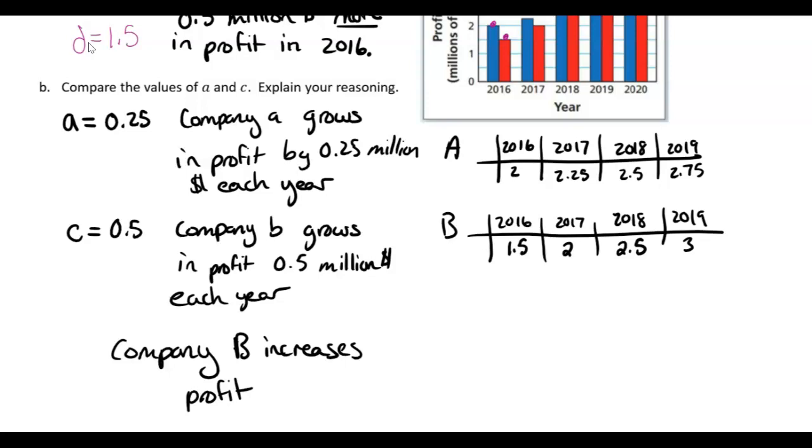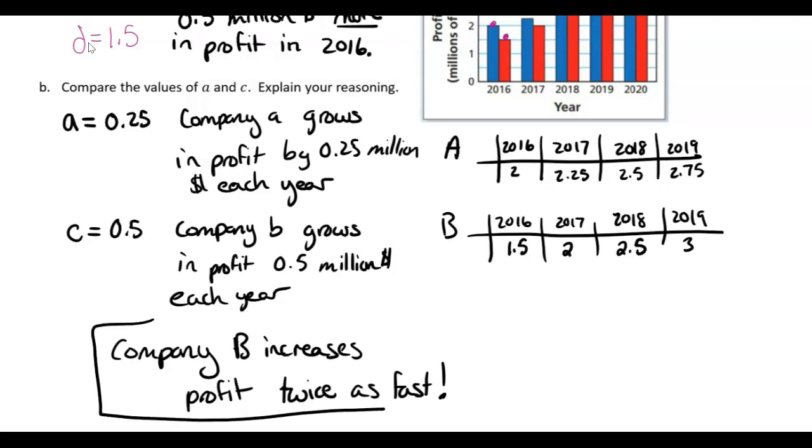Because when we compare them, we don't just want to write about them separately. We want to compare them to each other when it says compare. So Company B increases profits twice as fast, because 0.5 is twice as fast as 0.25. So when you compare, talk about the first company, the second company, and then actually compare them. Who's faster, how much faster, that kind of a thing.